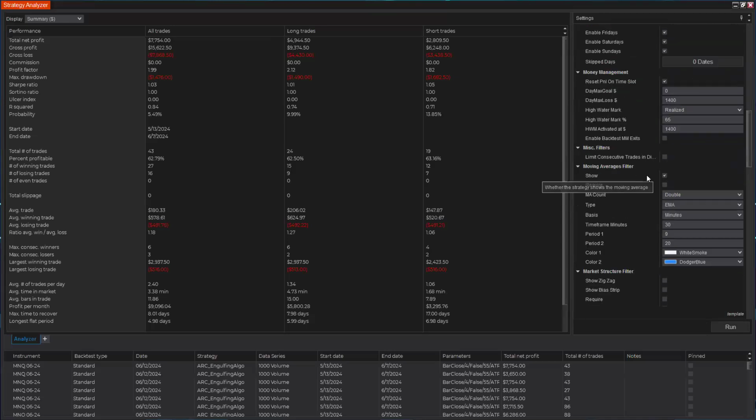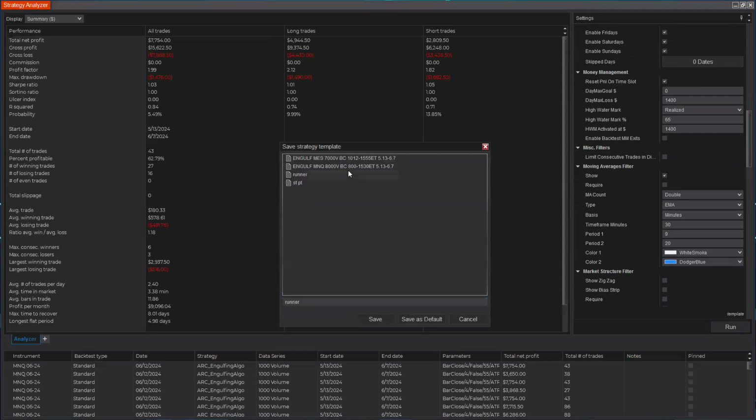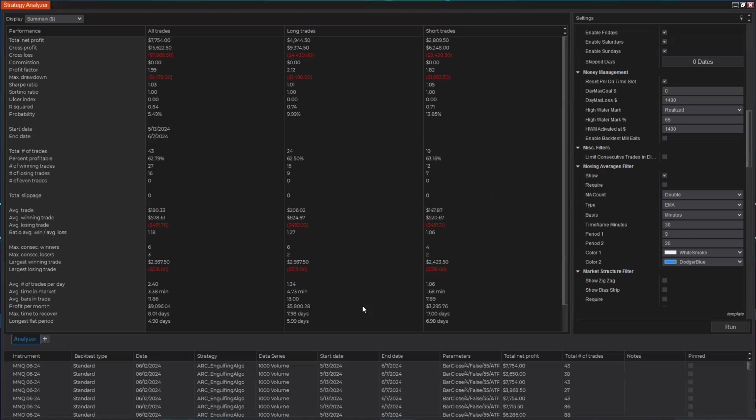I'm going to save this one as kind of an official. Let's save it as something official. Engulf, MNQ, 1K volume. Through 6, 7, I think. I think that's right. And then we'll just put Eastern time. We'll put, this is going to be, 2 positions, trail stop. Now we'll just call it that.